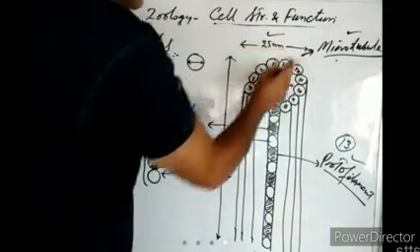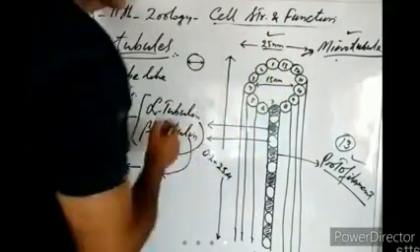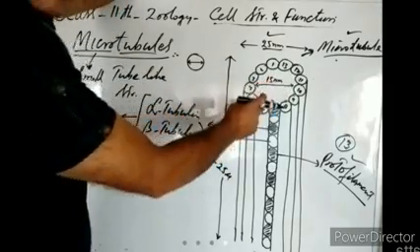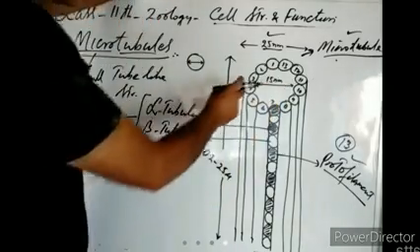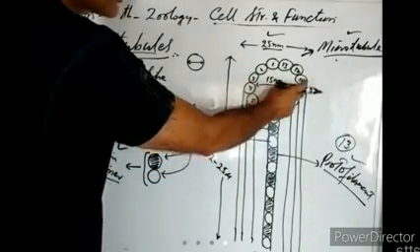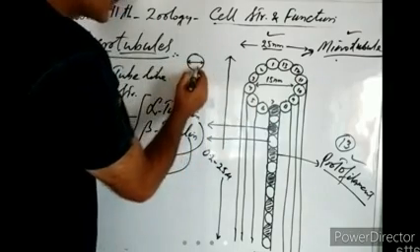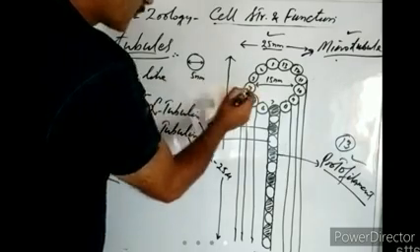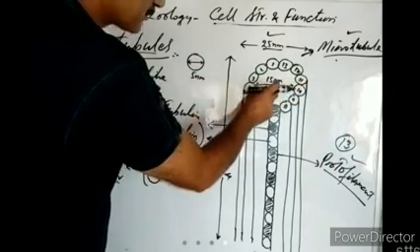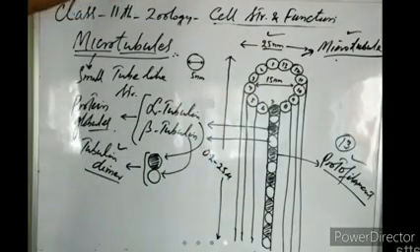The diameter of the microtubule is 25 nanometers. The diameter of its lumen, the internal space, is 15 nanometers. Then what should be the diameter of this tubulin globule and this tubulin globule? Each tubulin globule has a diameter of 5 nanometers. So 5 plus 5, 10 plus 15, 25, right? So this is how microtubules are formed.